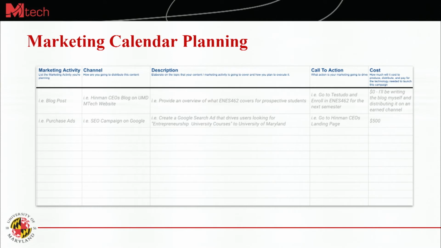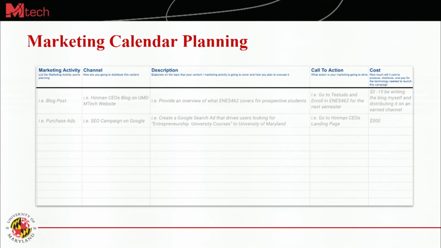You also want to give enough description so that, again, any outsider that's reading this calendar really understands what you're trying to achieve and what needs to be done. I've seen people use the description also as a task list, so maybe listing out the things that need to be done in order for this marketing activity to be launched.